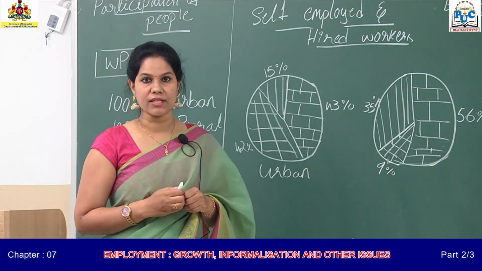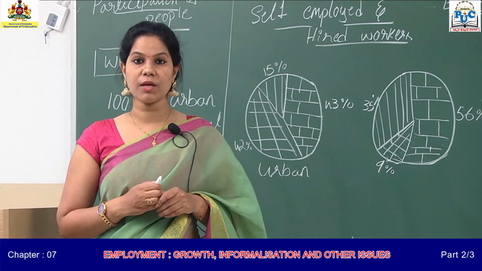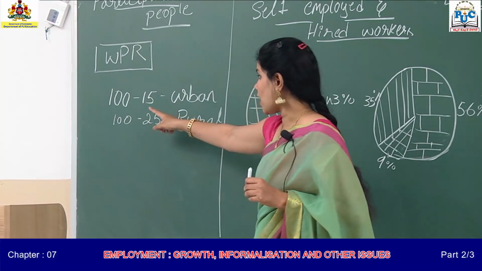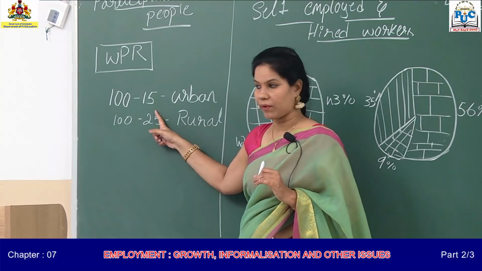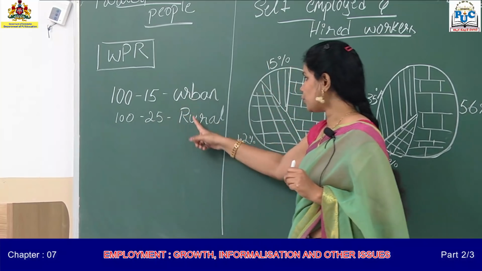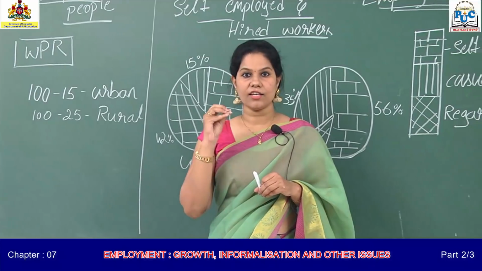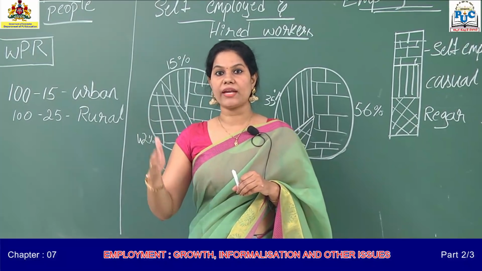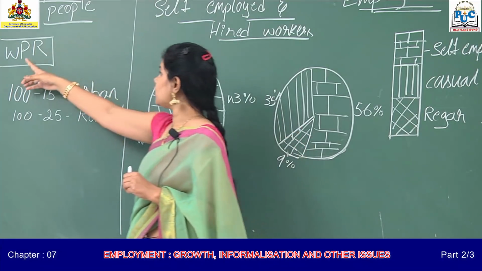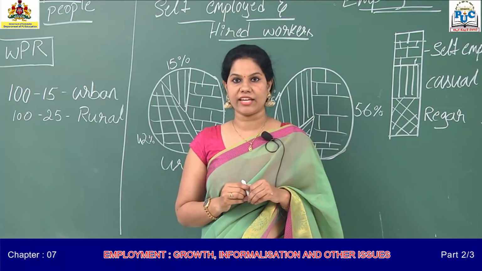What we get to know is that the rural area's contribution to the working population ratio is much higher than the urban area's. You can see here, for 100 urban people only 15 are participating, whereas for 100 rural people, 25 are participating. So the population ratio is very high in the rural area, and the contribution to the working population ratio from rural areas alone is really very high.